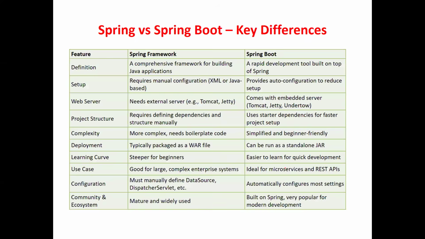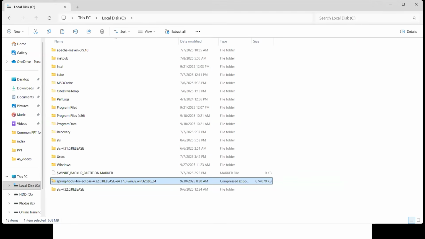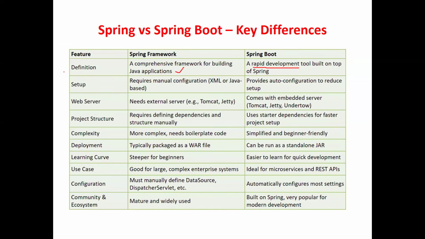So let me discuss the differences between Spring versus Spring Boot here. It is one of the interview questions. Whenever you are attending an interview, usually they will ask this question. You need not explain multiple points; around 3 to 4 points is sufficient here. In terms of definition, Spring is a comprehensive framework for building Java applications. Spring Boot is a rapid development tool built on top of Spring. I think this extraction is done, guys. Let me see. Okay, we'll come to that point. Okay, that is about the definition.